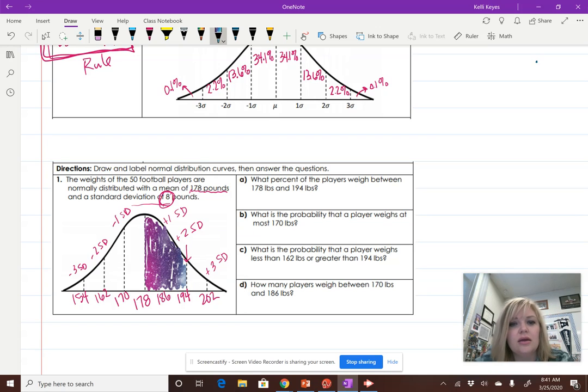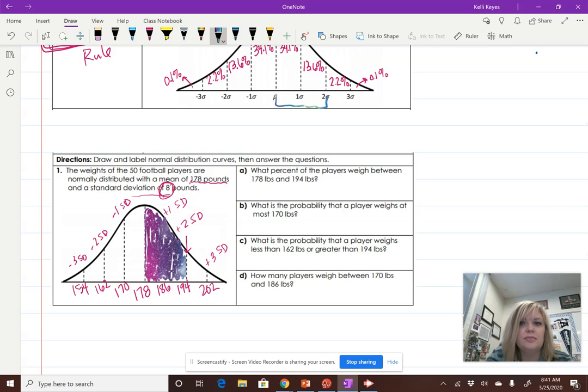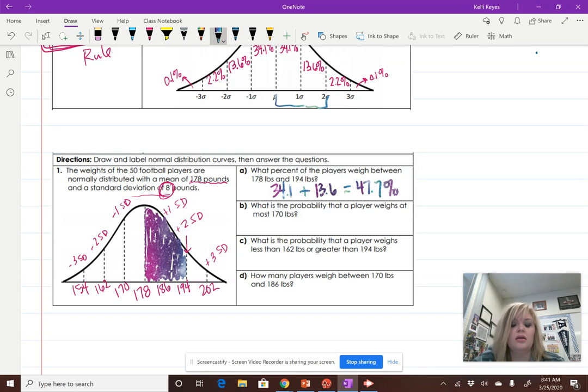Anyway, okay, so I'm finding the percentage from 178 to 194. So then on my notes here, it's just from the mean to 2 SDs above. So I'm just going to add 34.1 plus 13.6, and I'm going to get 47.7, I think. If I added that right? I think so. Okay, so 47.7% of the football players weigh approximately between 178 and 194.